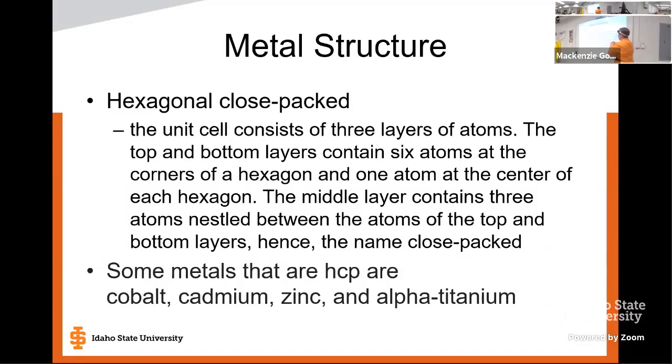And I've got a picture in just a second, but I want to kind of describe this. They're all sitting right on top of each other. They're not spaced out at the corners of the cube. They are close packed. Okay? This would be cobalt, cadmium, zinc, and our alpha phase of titanium.